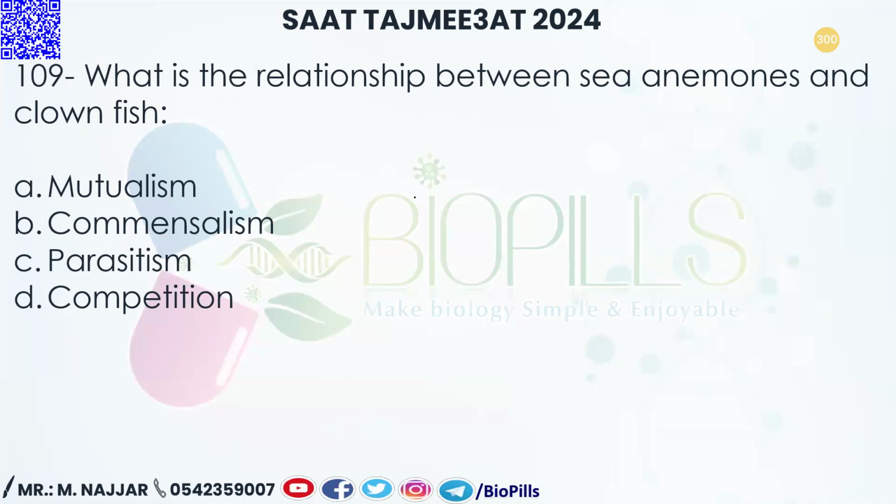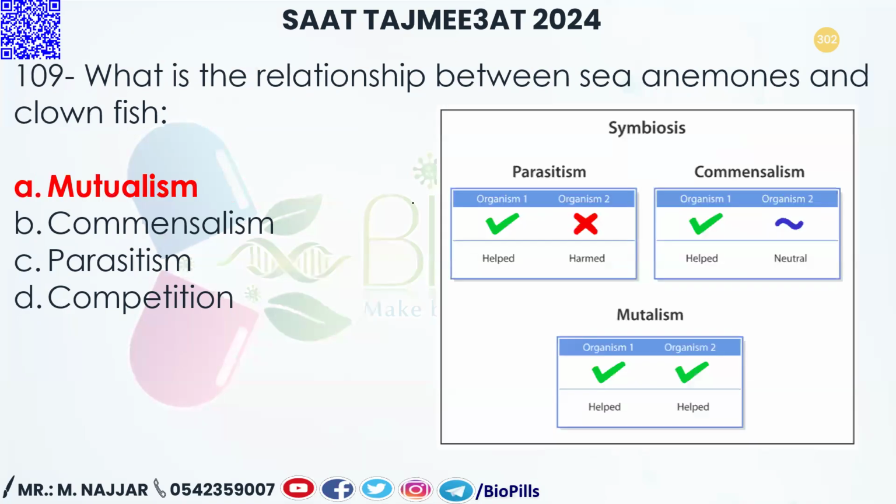What is the relationship between sea anemone and clownfish? Easy. Mutualism. Yes, it's mutualism. Perfect. A win-win relationship, a benefit exchange. Mutualism is when both of them are helped. Commensalism is when one is helped and the other one is neutral, neither benefited nor harmed. Parasitism is when one benefits while harming the other.